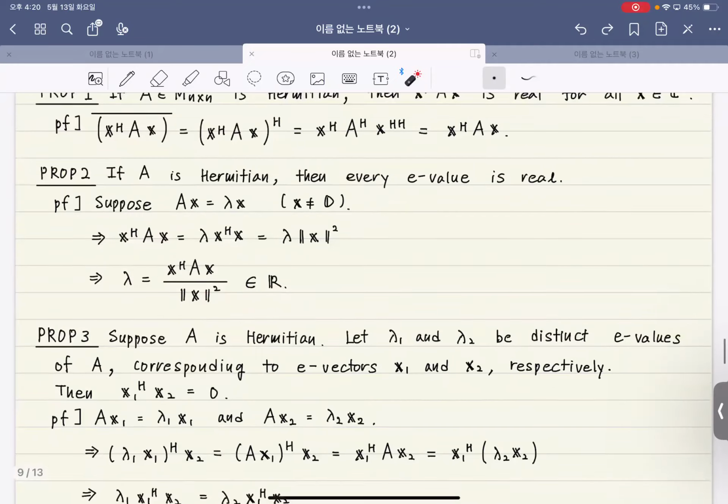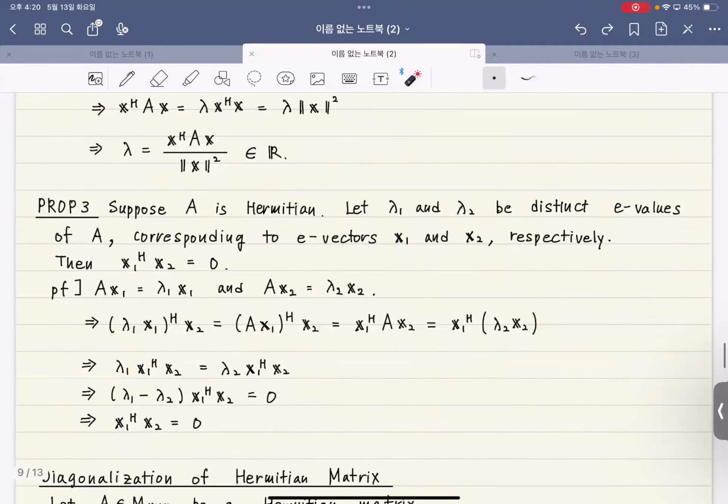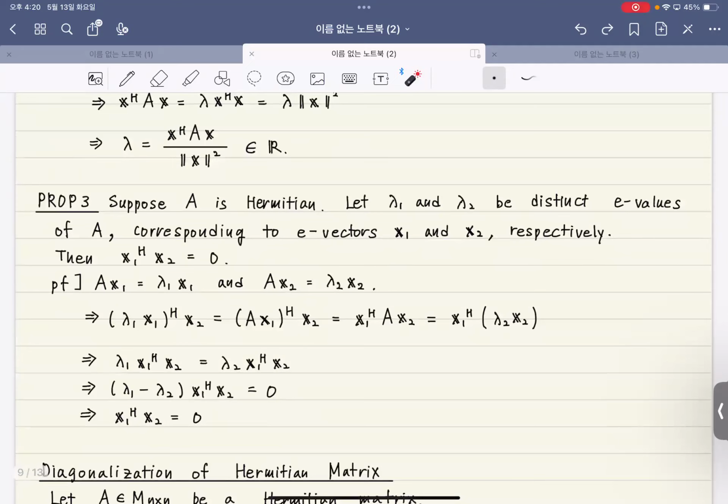All right, so what's next? Proposition number 3. A is Hermitian. Lambda 1 and lambda 2 are distinct eigenvalues of A corresponding to eigenvectors x1 and x2. So x1 is an eigenvector of lambda 1 and x2 is an eigenvector of lambda 2, and lambda 1 and lambda 2 are different. Then the inner product of x1 with x2 equals 0. In other words, they are orthogonal vectors.